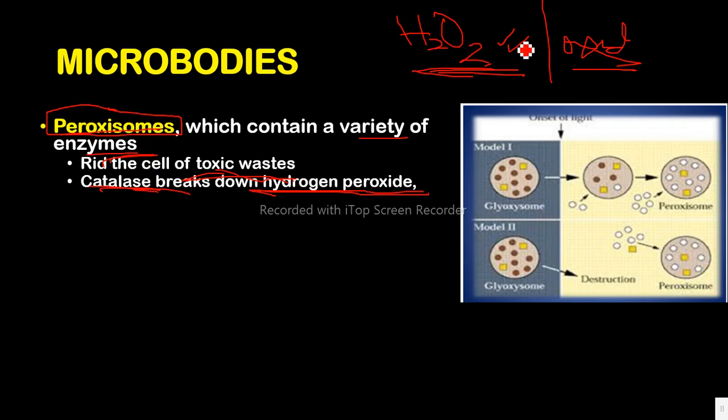Peroxisomes. Now, to get rid of hydrogen peroxide, you produce these peroxisomes that contain this catalase enzyme, which will always break down the hydrogen peroxide the moment it is produced, converting it to water and oxygen, which are neutral molecules.